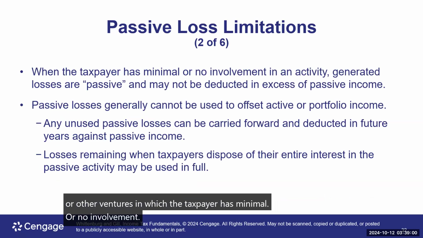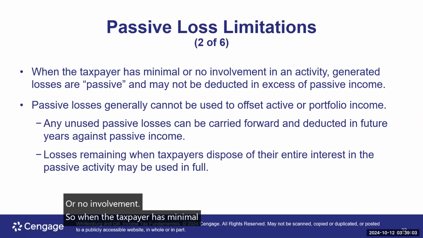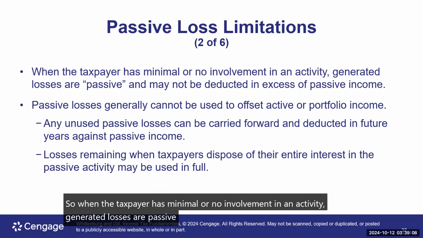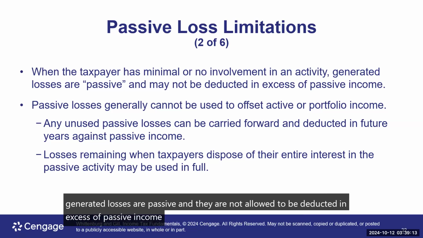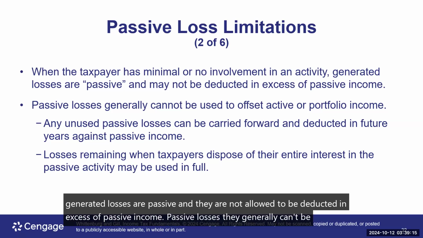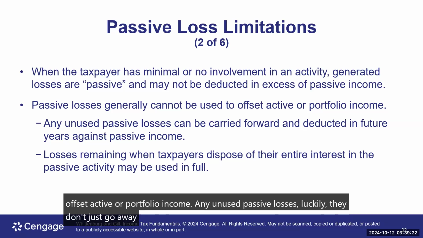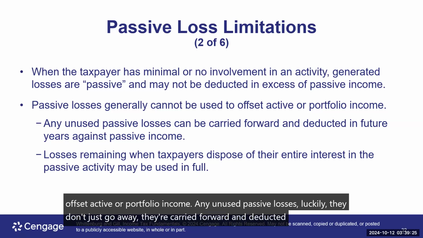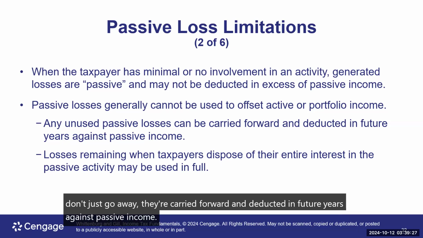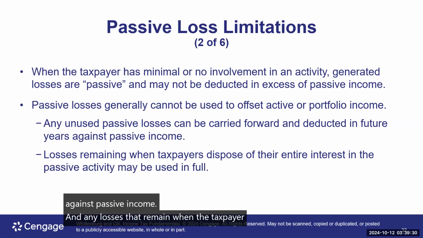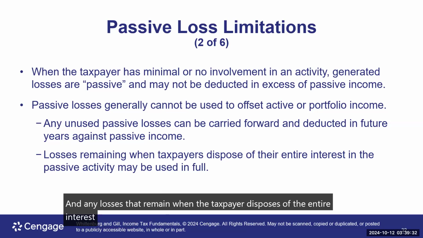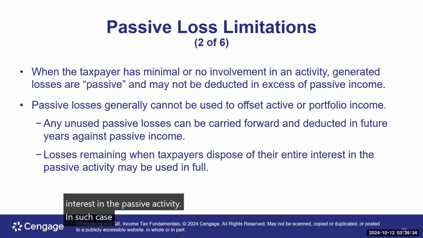So when the taxpayer has minimal or no involvement in an activity, generated losses are passive and they are not allowed to be deducted in excess of passive income. Passive losses generally can't be used to offset active or portfolio income. Any unused passive losses, luckily, don't just go away. They're carried forward and deducted in future years against passive income. And any losses that remain when the taxpayer disposes of the entire interest in the passive activity, in such case, it'll be used in full.